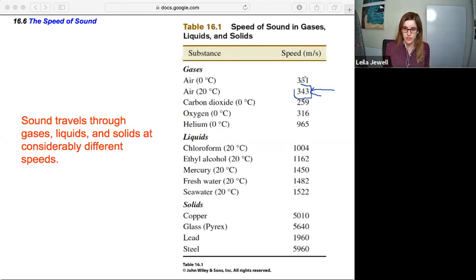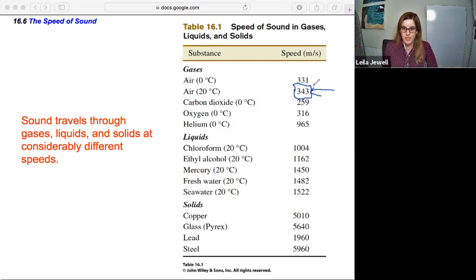So this is a good one to note because on homework problems, you may need to look up the speed of sound. If it doesn't mention any details about the temperature or the environment, you can assume that you're in normal air at 20 degrees Celsius.